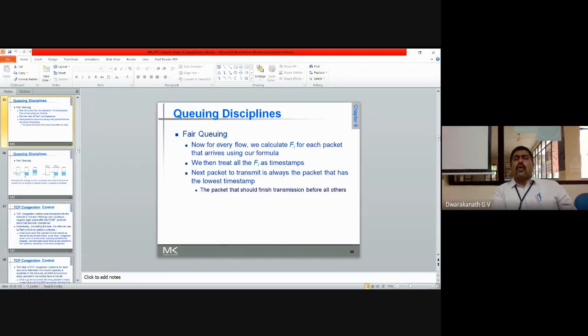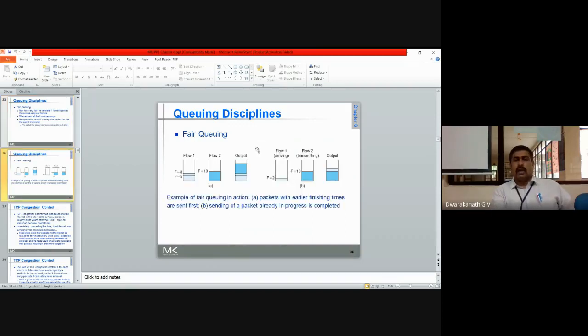Next, fair queue. Now for every flow we calculate Fi, meaning the finish function, for each packet that arrives using our formula. Then treat all the Fi's as timestamps. Now I come to know what the finish time is for the first flow, and for the second flow, like that. For each and every flow's finish time, I know the timestamps. The next packet to transmit is always the packet that has the lowest timestamp. The packet with the lowest timestamp will be taken, since it should finish transmission before all others.